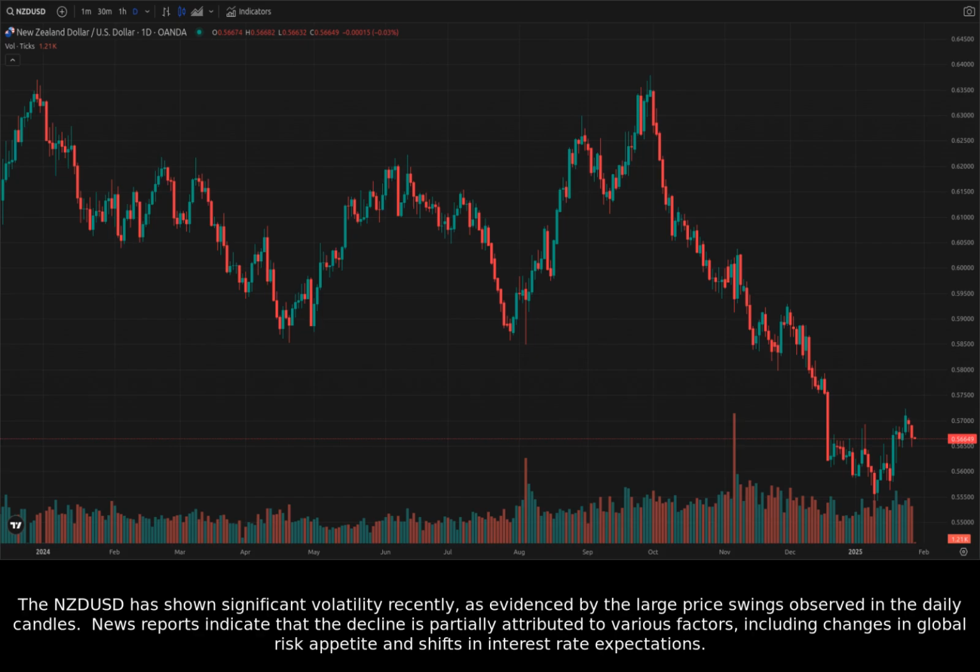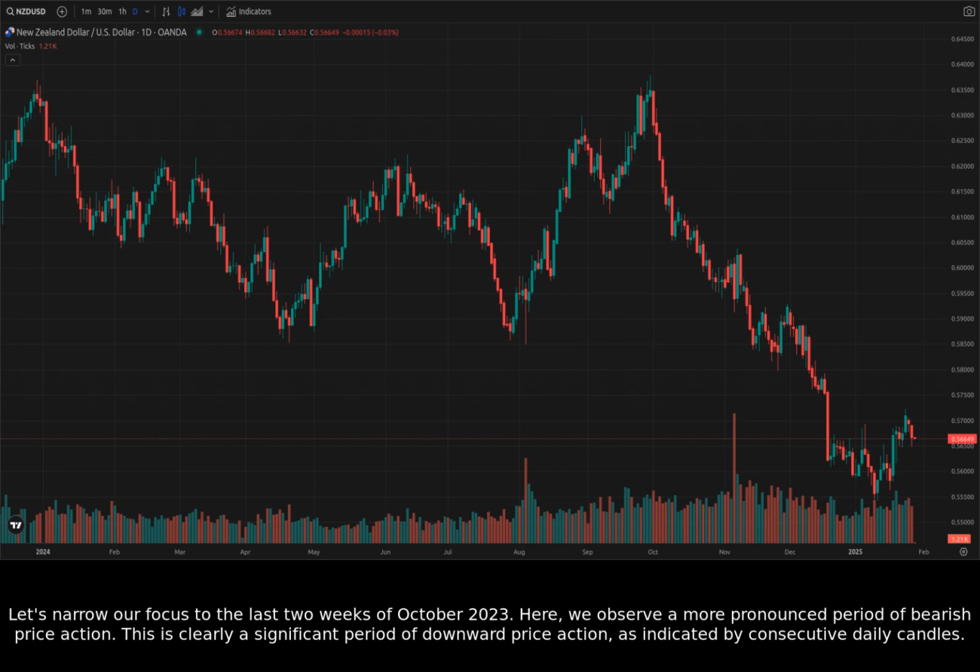The NZDUSD has shown significant volatility recently, as evidenced by the large price swings observed in the daily candles. News reports indicate that the decline is partially attributed to various factors, including changes in global risk appetite and shifts in interest rate expectations. Let's narrow our focus to the last 2 weeks of October 2023.